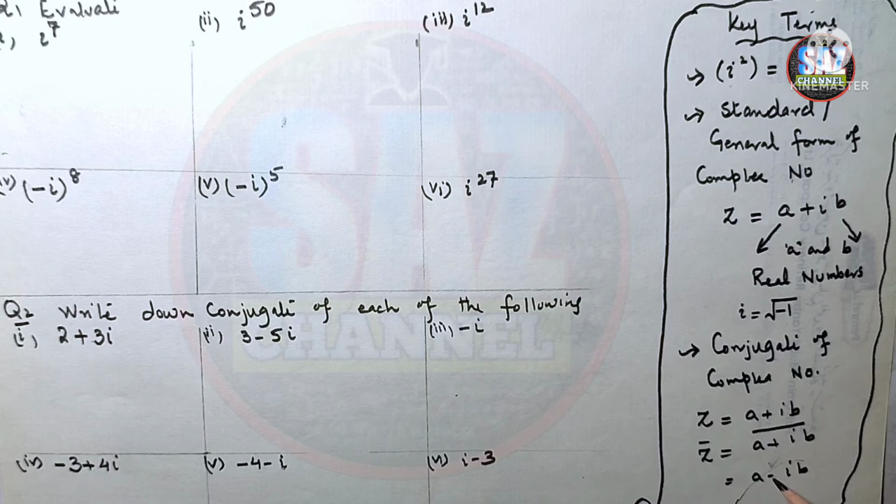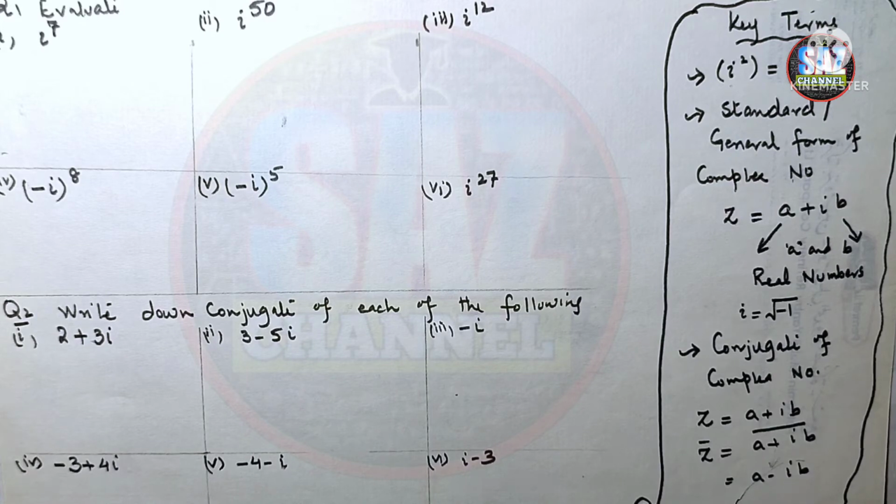We have to change the sign of which term? We have to change the sign of the imaginary part. This is called the real part and this is the imaginary part, and in order to get the conjugate of any complex number, students, we have to change the sign of the imaginary part.